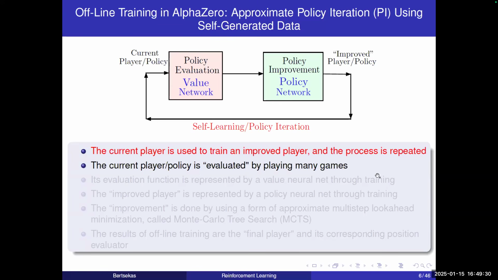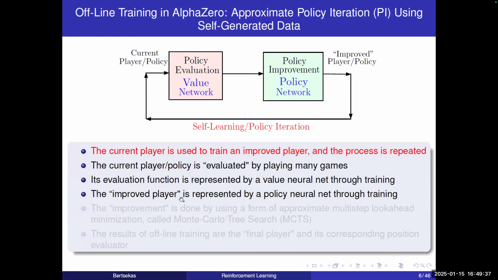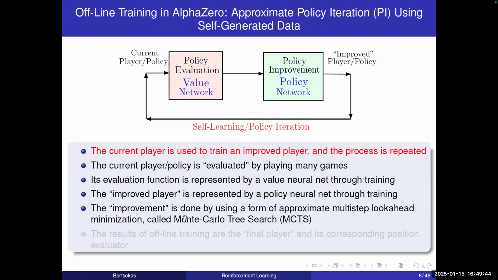The current player is evaluated by playing many games. Its evaluation function is represented by a value network through training. The improved player is represented again by a neural network, a policy network, through this training. And there are some special wrinkles on the way this improvement is done. In AlphaZero, it's done with a form of multi-step look-ahead minimization called Monte Carlo tree search. More on this later, but it's like look-ahead minimization, except it's a little approximate. And now the results of the offline training and the final player are stored and are used for online play. So we first do offline training, obtain these neural networks, and then use them for online play.